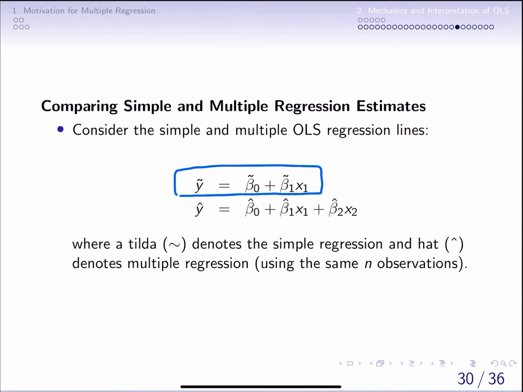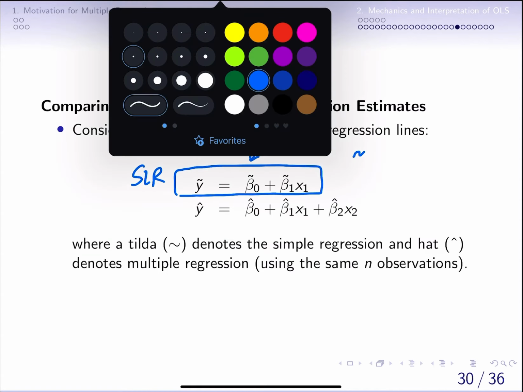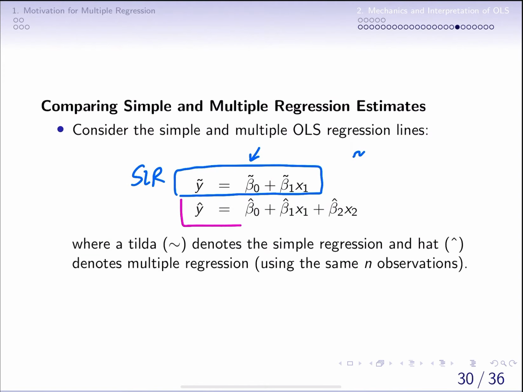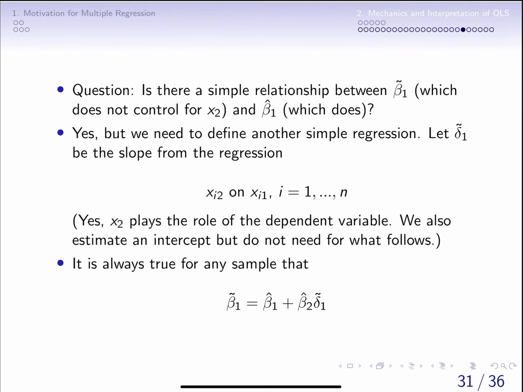estimates are going to be denoted by tilde. So you're going to see the tilde on beta naught and beta 1. And for the multiple linear regression case, you're going to see the hats, okay? So you're going to have beta naught hat, beta 1 hat, and beta 2 hat that we're estimating. Okay, so tilde for the simple linear regression and hat for the multiple linear regression case.